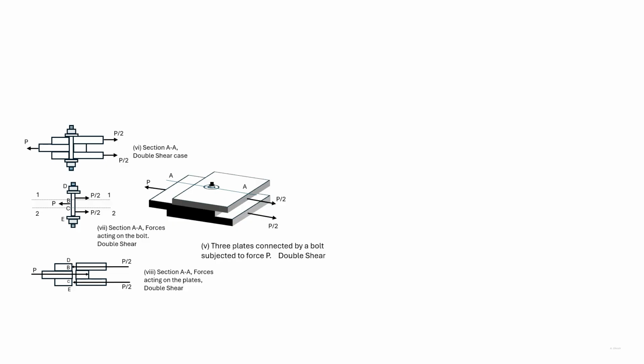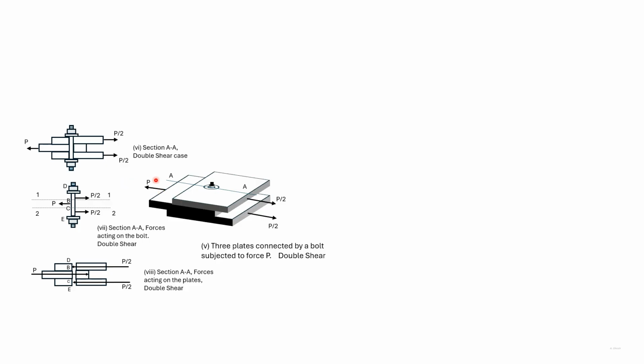In the earlier slide, we looked at two plates connected by a bolt with forces applied to the plates. The plates caused a shear stress on the bolts, and the bolts in turn caused a bearing stress on the plates. The earlier case was a case of single shear. Here we have a case of double shear. So there are three plates, the top plate and the bottom plate pulled by a force P by 2 on the right, and the middle plate pulled by a force P.